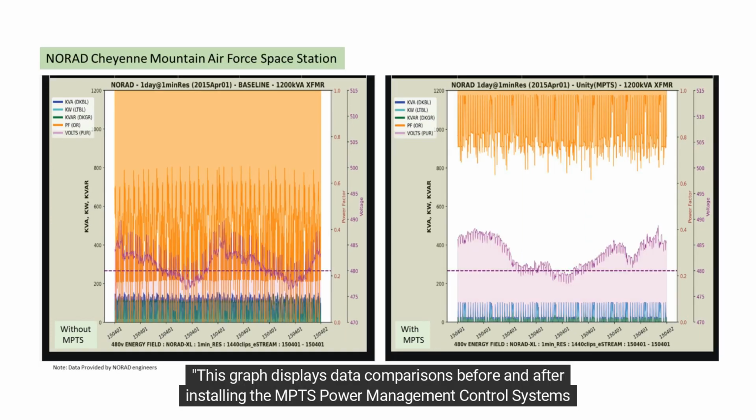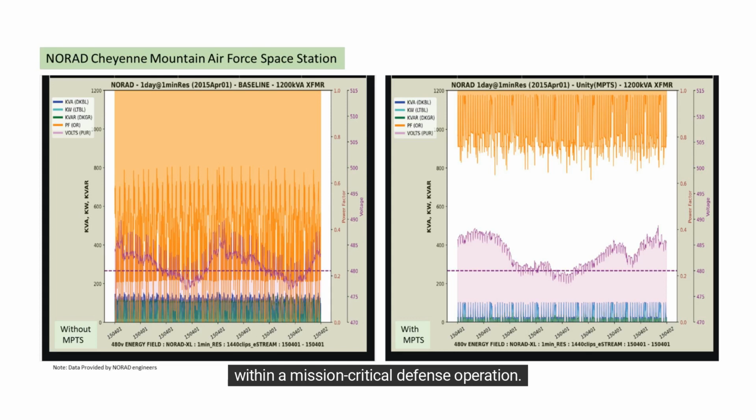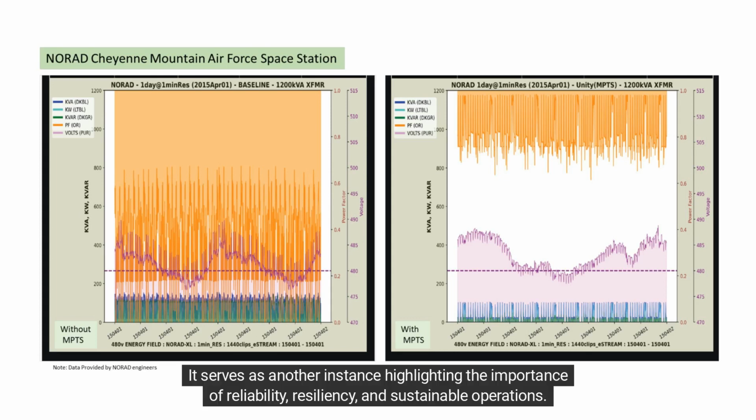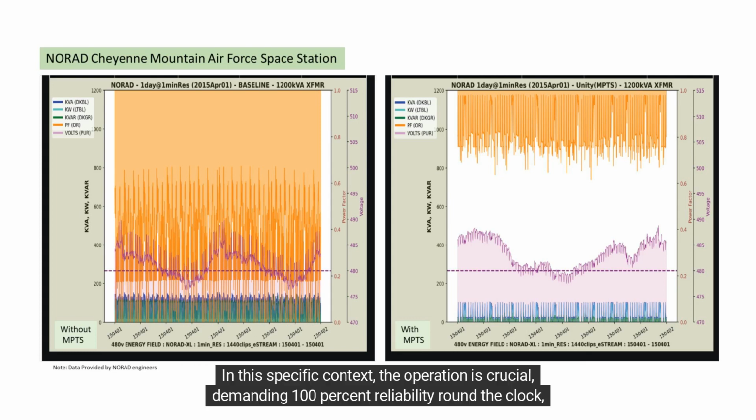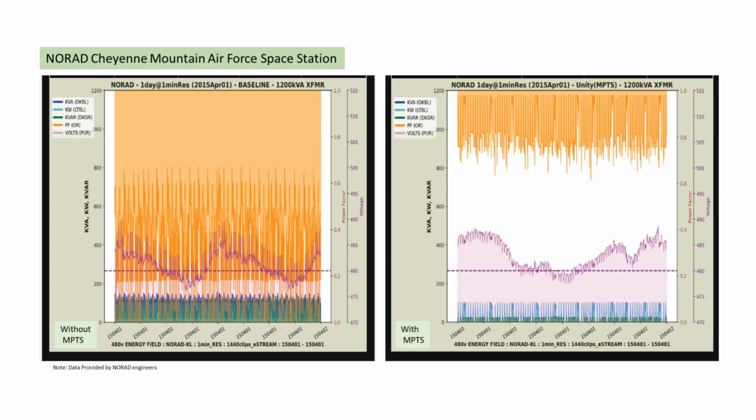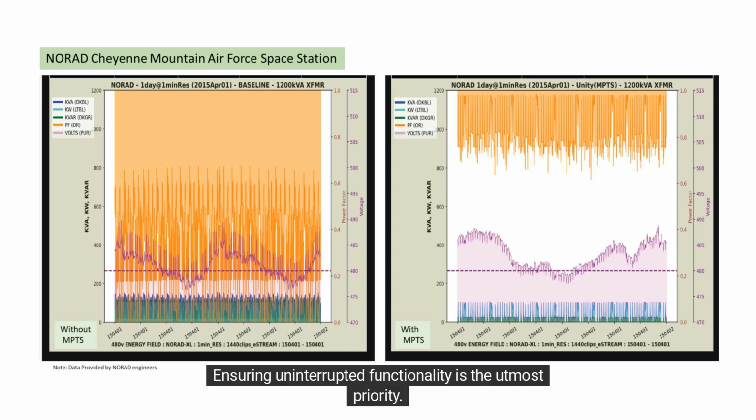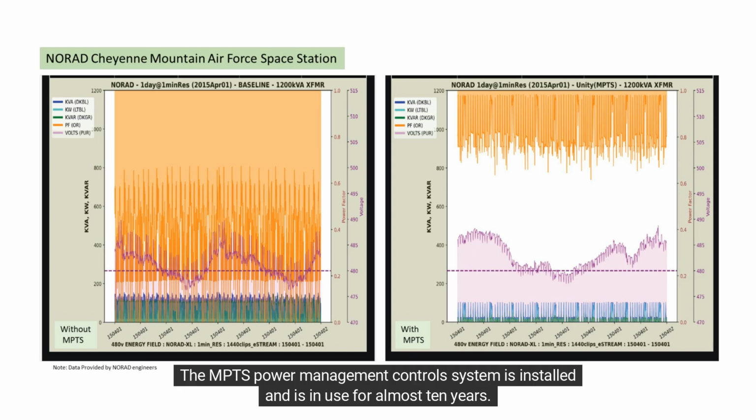This graph displays data comparisons before and after installing the MPTS power management control systems within a mission-critical defense operation. It serves as another instance highlighting the importance of reliability, resiliency, and sustainable operations. In this specific context, the operation is crucial, demanding 100% reliability round the clock 7 days a week. Ensuring uninterrupted functionality is the utmost priority. The MPTS power management control system is installed and is in use for almost 10 years.